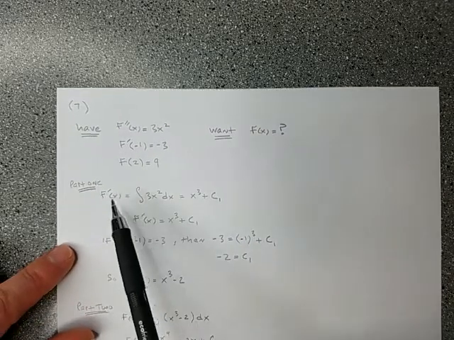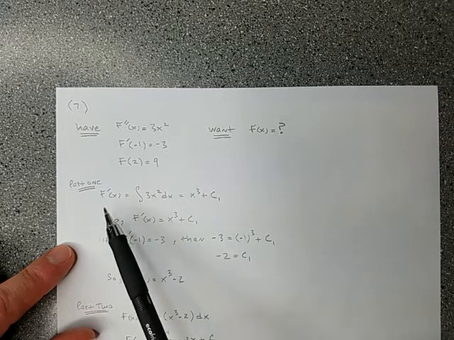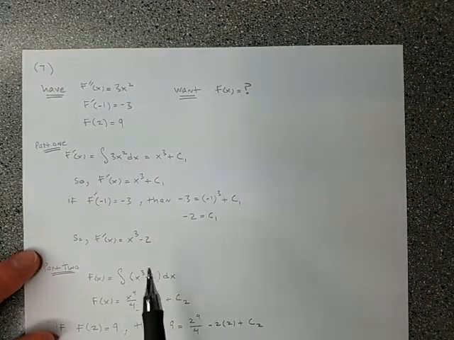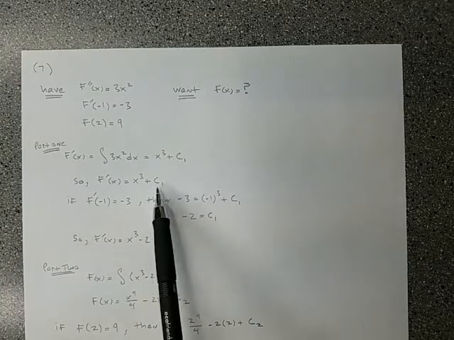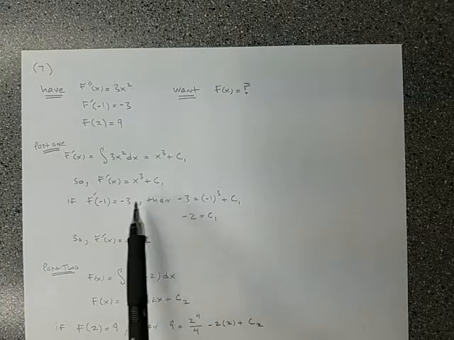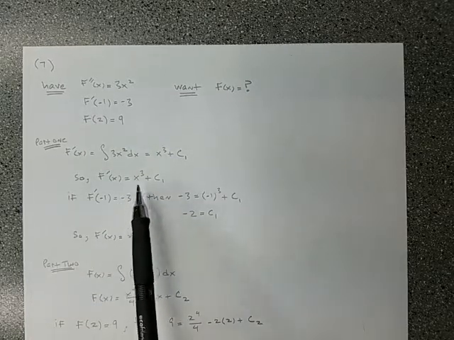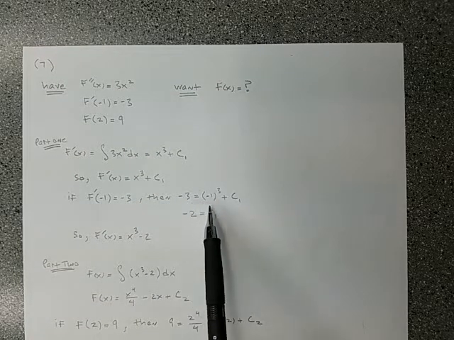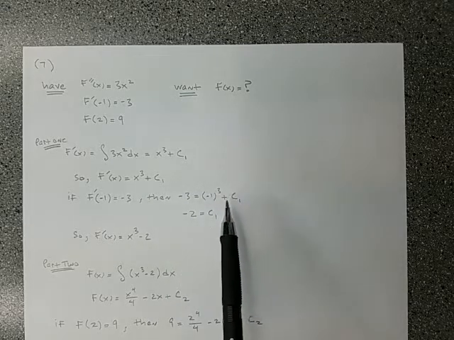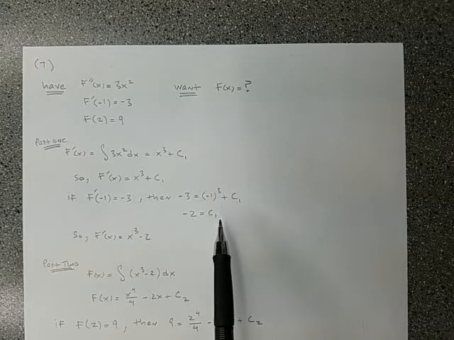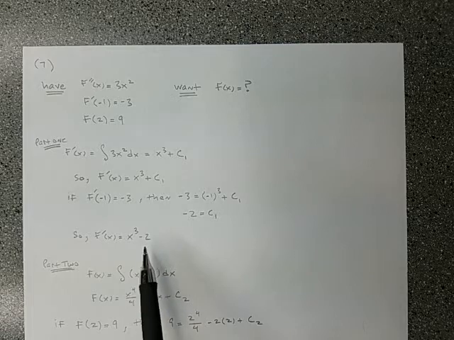Well, if I have f double prime, the antiderivative of f double prime is f prime. And I can work that out to be x to the third plus some constant c1. But I was told that if I put -1 in f prime, I get -3. So we put -1 in what I found to be f prime and say we get -3. That's enough information to solve for that constant c1. c1 is -2. So f prime is x to the third power minus 2.